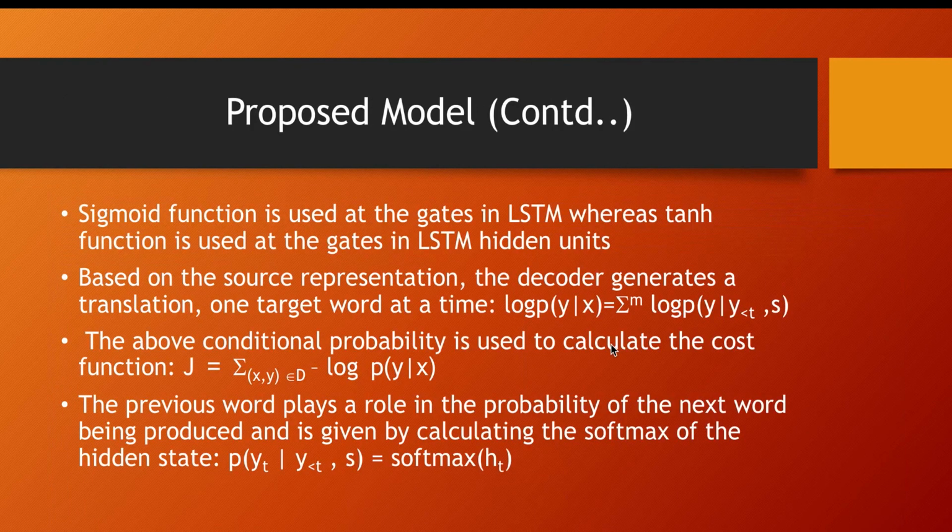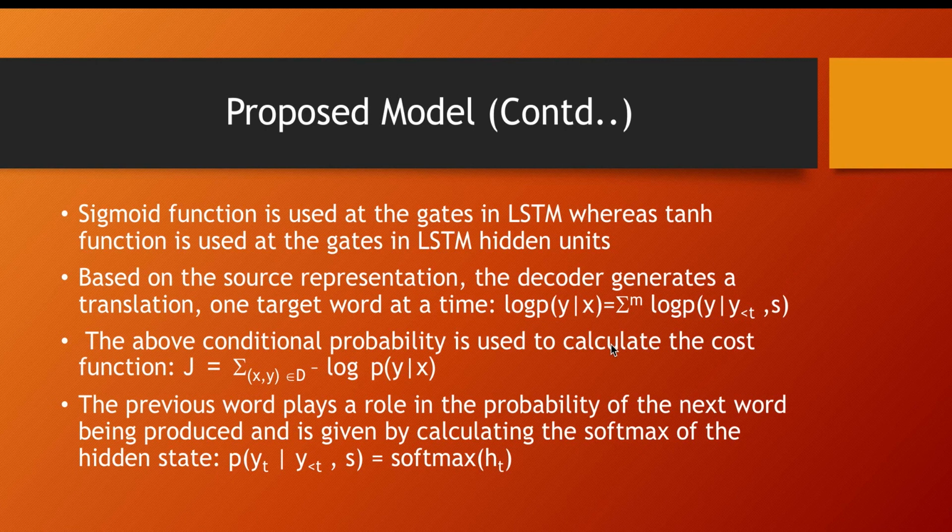So now we can see that the sigmoid function is used at the gates in LSTM, whereas tanh function is used at the gates in LSTM hidden units. Based on the source representation, the decoder generates a translation, one target at a time. The formula for the conditional probability is given next, and this formula is used to calculate the cost function. The cost function basically defines the error which we incur at the end.